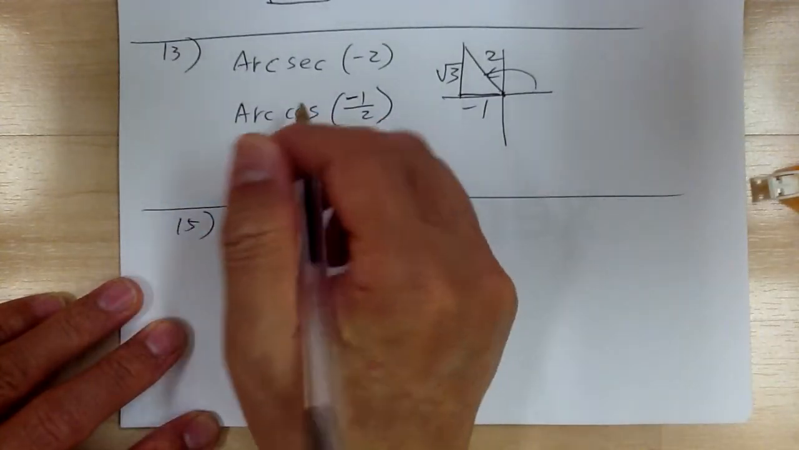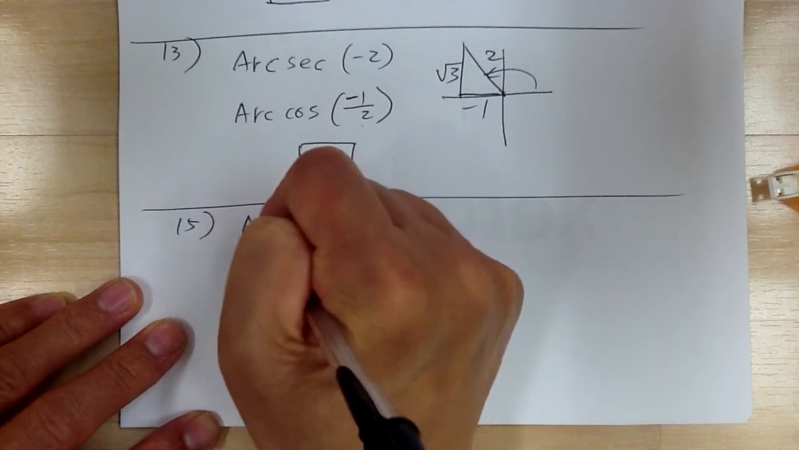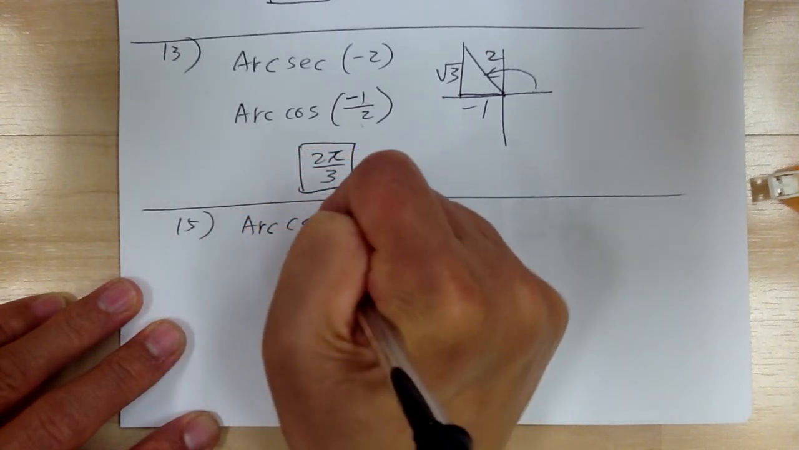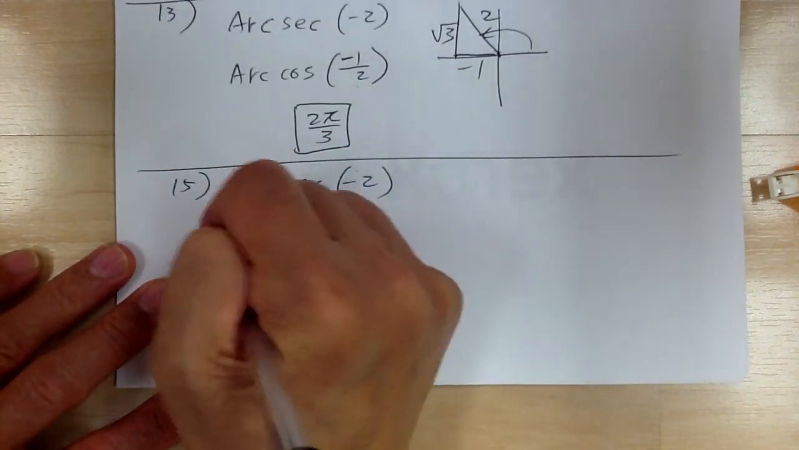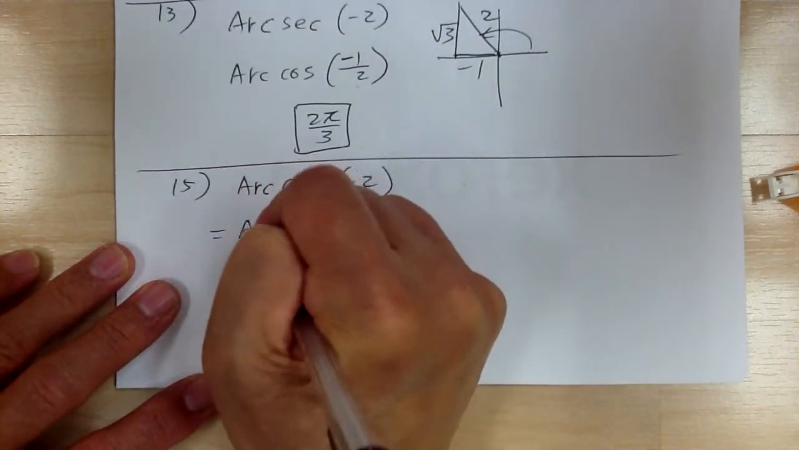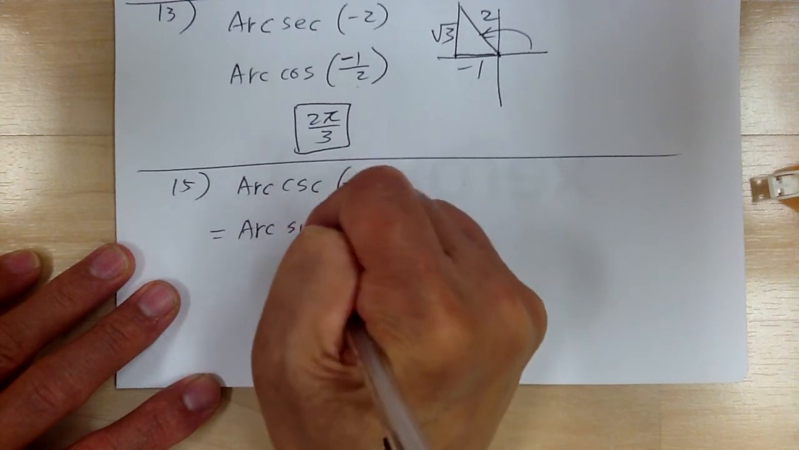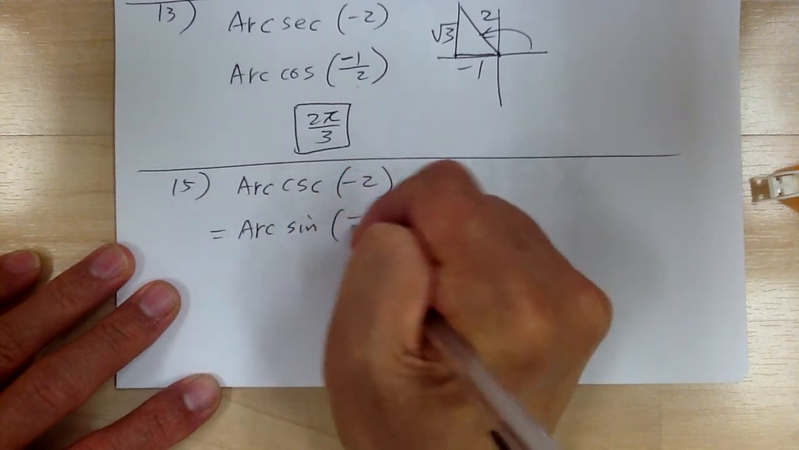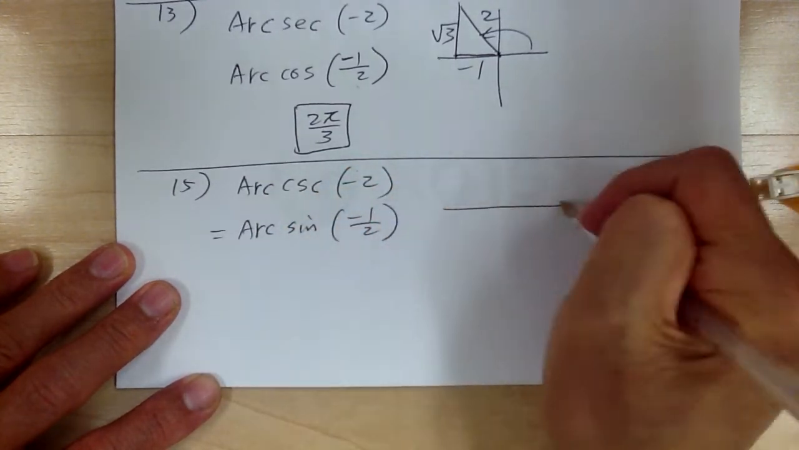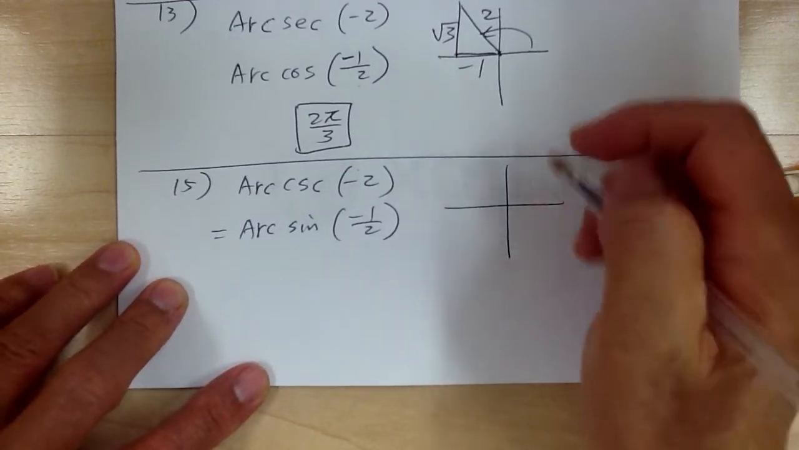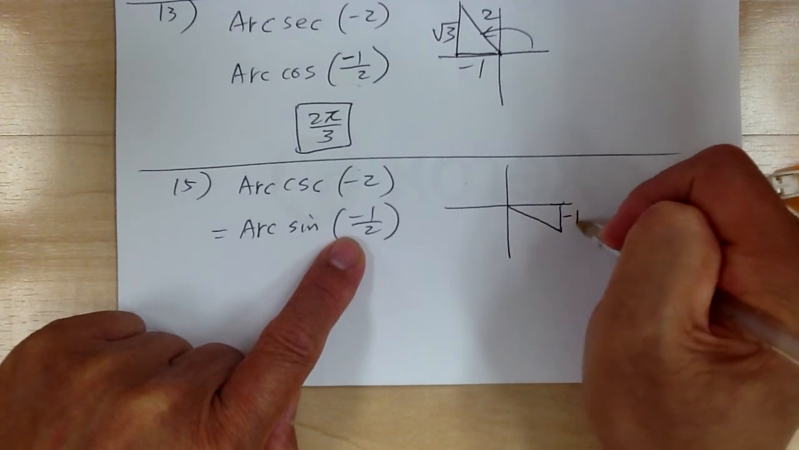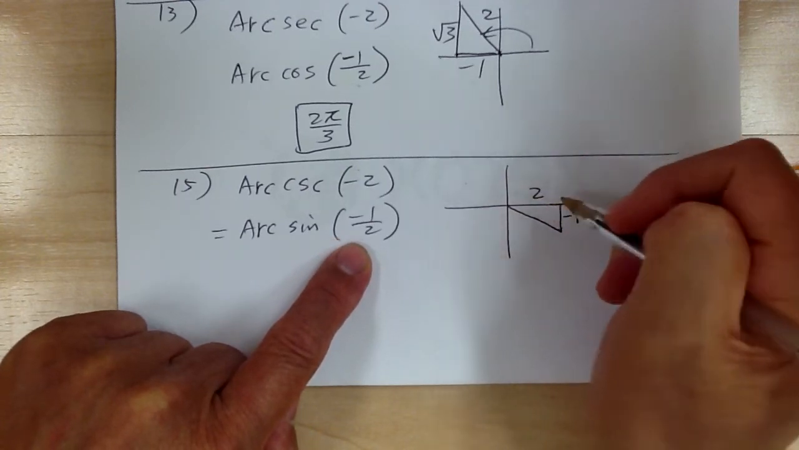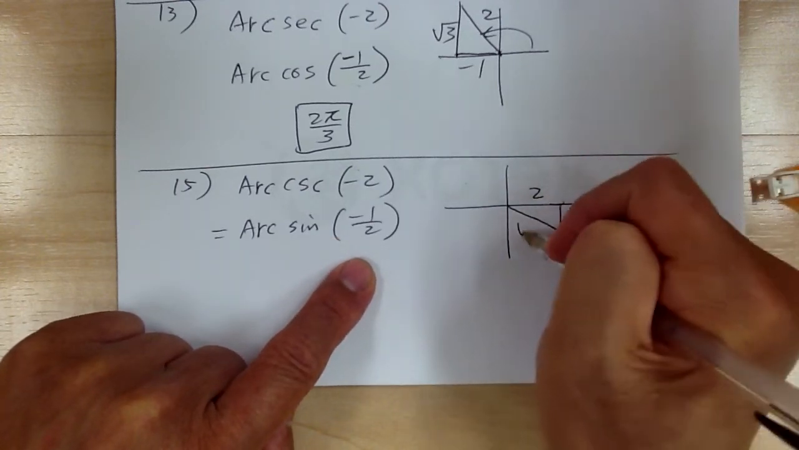Okay, let's go to 15. You have arc cosecant of negative 2. So again, you can convert that into a primary function. Cosecant came from sine, and so you flip it over, you got negative 1 over 2. So draw your picture. Sine is negative, so it's going to be down here. Sine is negative 1 over 2, square root of 3.